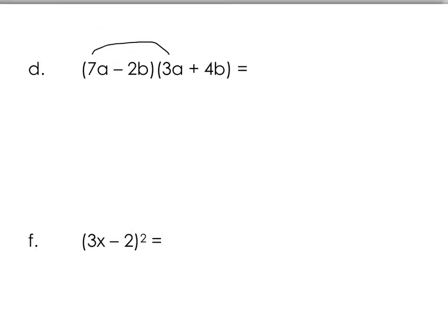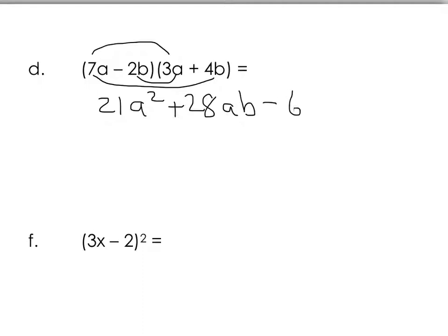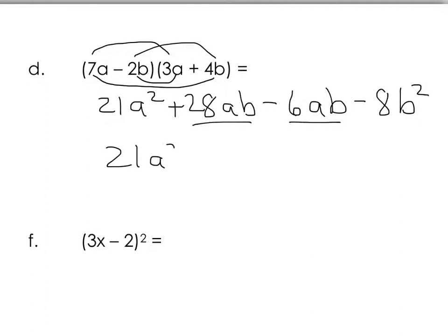First, 21a squared. Outside, plus 28ab. Inside, minus 6ab. Last, minus 8b squared. Like terms: 21a squared plus 22ab minus 8b squared. That's our answer.